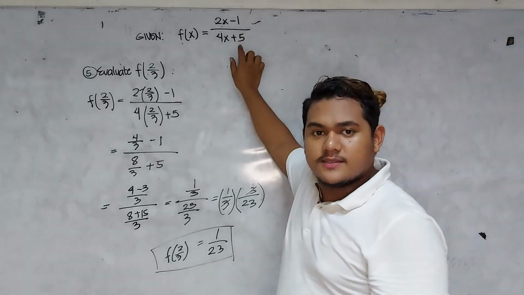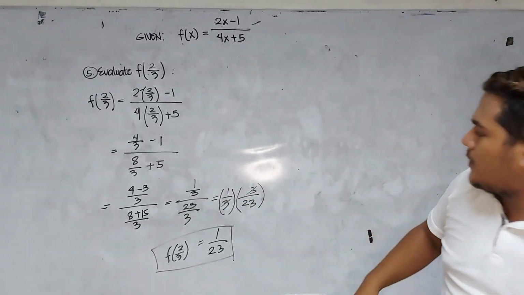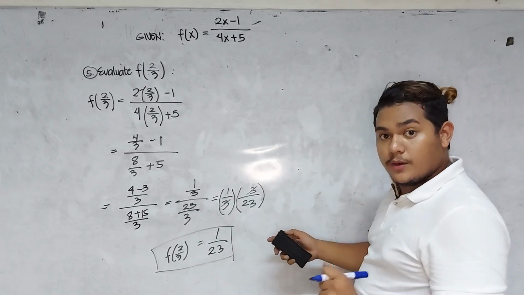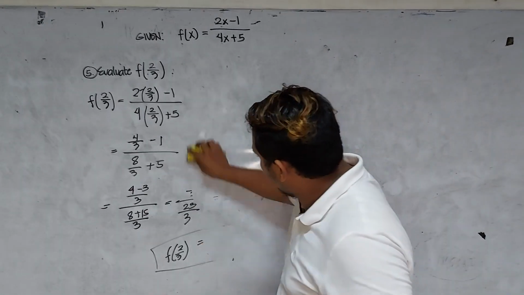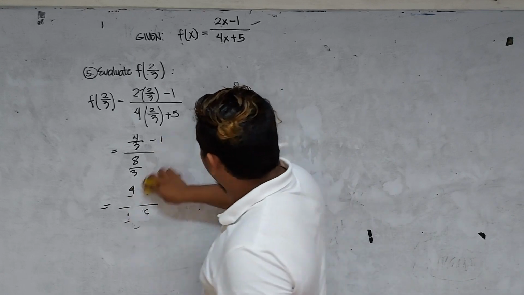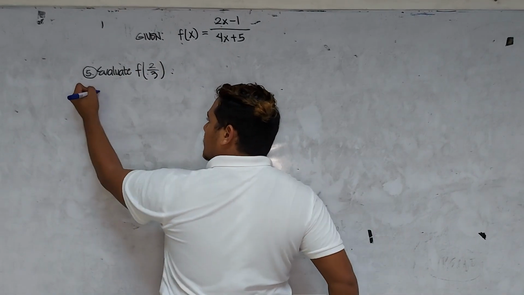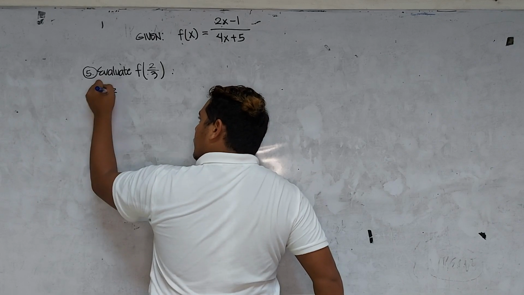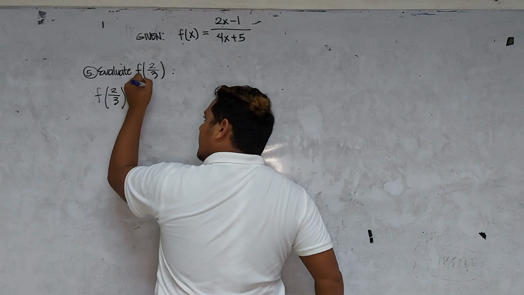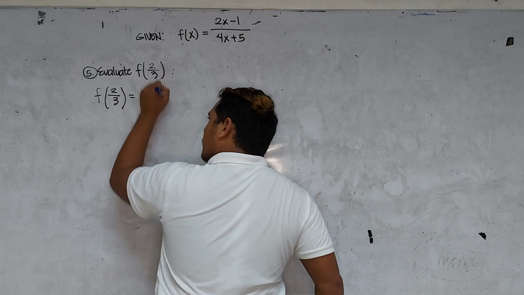Okay, how about the sixth example? For the sixth example, I will erase this and write it again. What was the answer? 1 over 23.